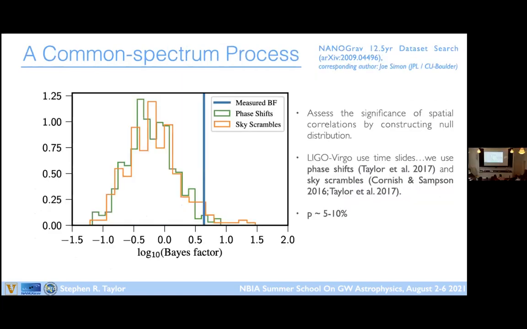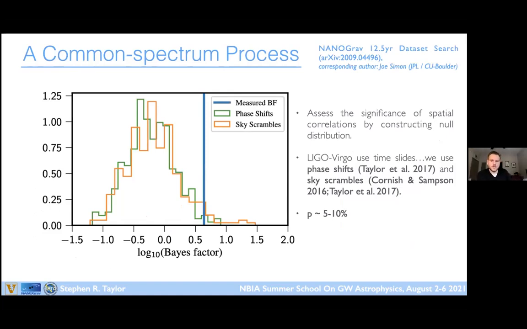Yes, just to clarify, is it correct to say that with the data analysis you have done right now, the odds that it is actually the gravitational wave background is 1 in 10, to understand your plots that you have just shown, more or less?